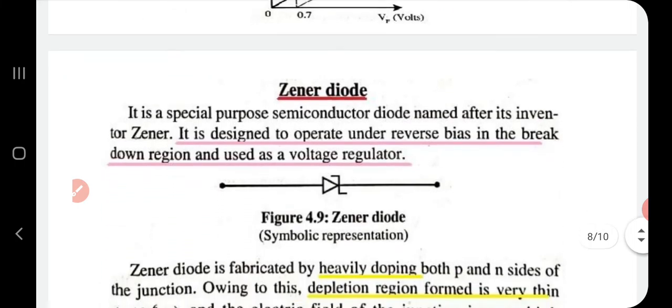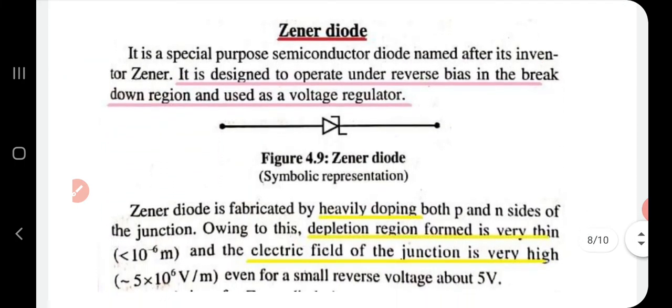Now, the last section for today is about the Zener diode. A Zener diode is nothing but a diode operated in reverse bias. That is, it is designed to operate under reverse bias in the breakdown region and is used as a voltage regulator.